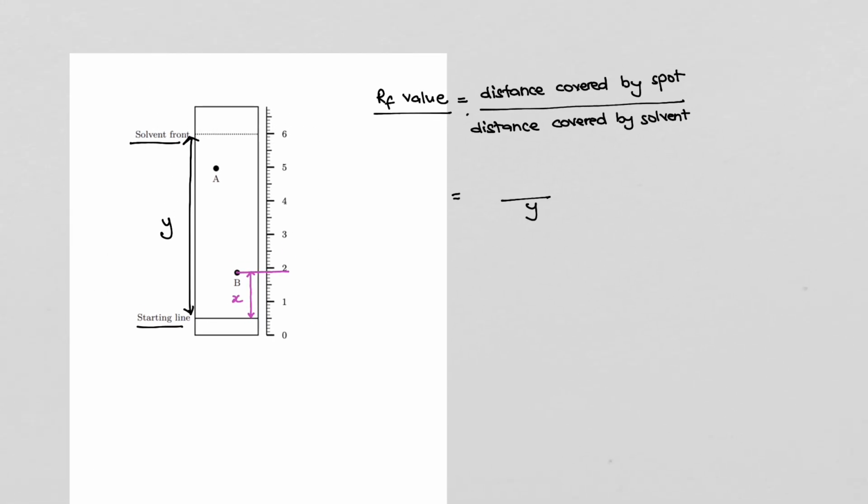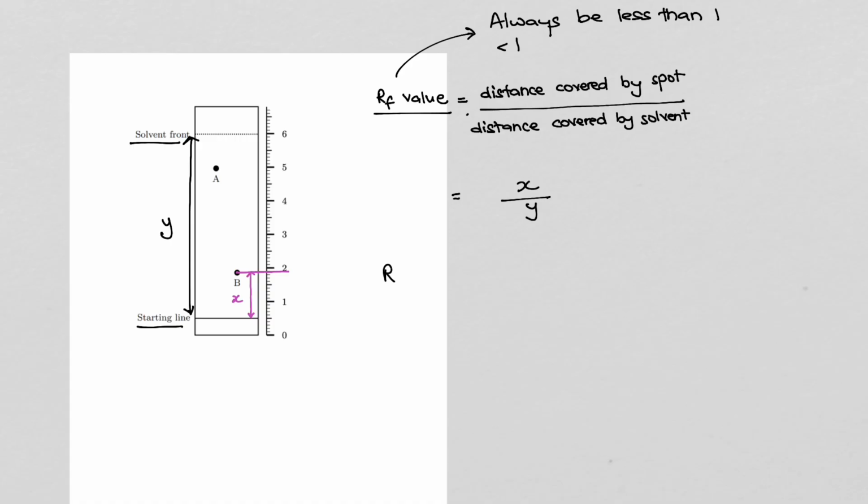So then the RF value is X over Y like this. And the RF value, if you find it correctly, will always be less than 1. So it's always going to be 0 point something because it's a small value over a big value.